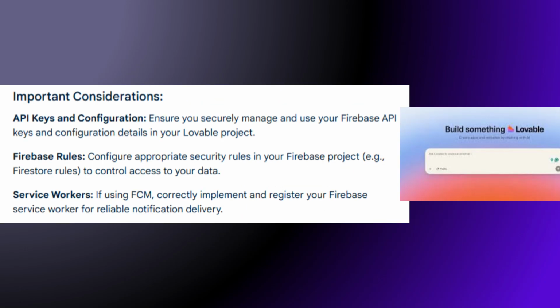Some important considerations. Ensure you securely manage and use your Firebase API keys and configuration details in your Lovable project. Configure appropriate security rules in your Firebase project to control access to your data. If using FCM, correctly implement and register your Firebase service worker for reliable notification delivery.